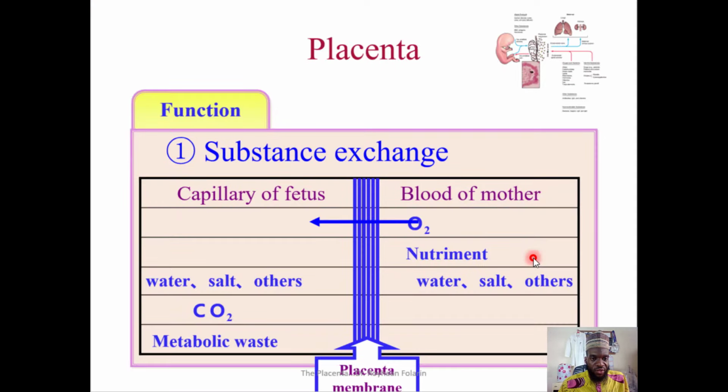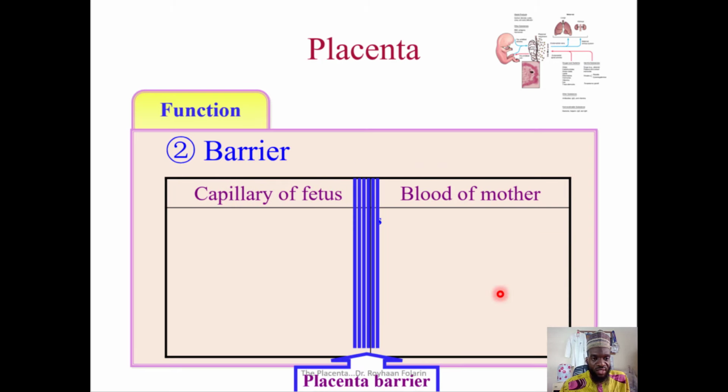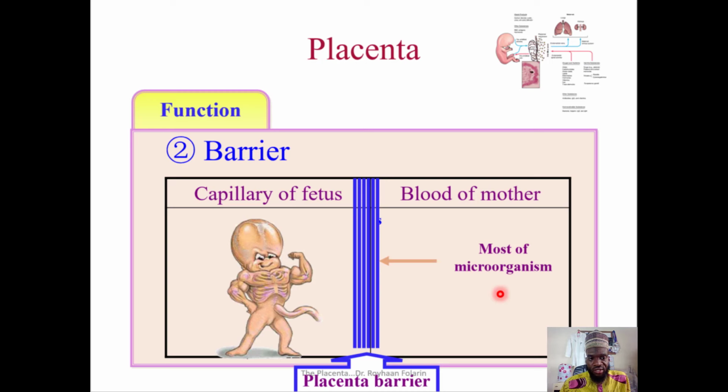So here is a further illustration of that. So having the placenta serve as the barrier where the exchange happens between the capillary of the fetus and the blood of the mother. So you have oxygen going in, you have nutrients, you have water going in and out, and then you have carbon dioxide moving from the capillaries of the fetus to the blood of the mother, and then you have metabolic wastes as well. So the function of the placenta is also to act as a barrier.